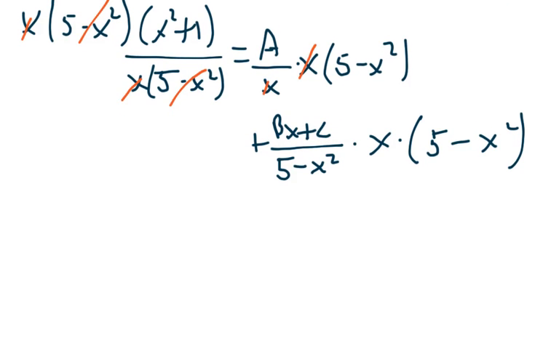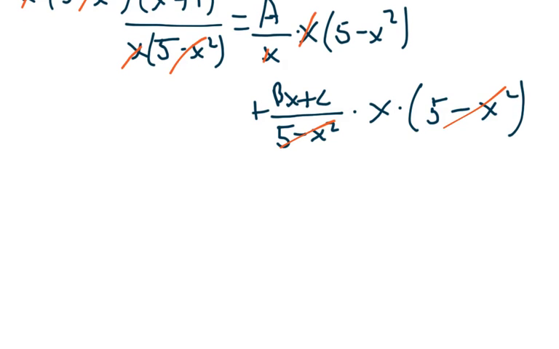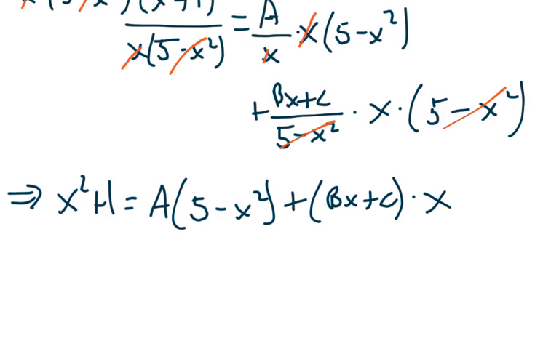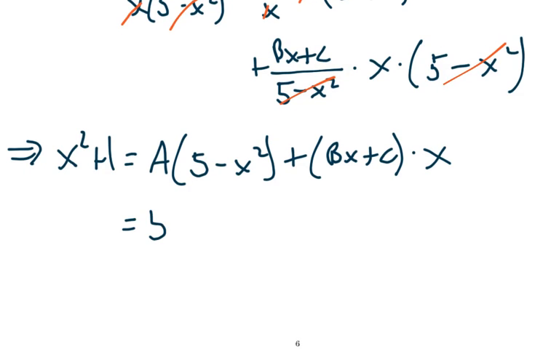Then we see some cancellation like we'd expect. So we get the equation: x squared plus 1 on the left hand side is equal to A times 5 minus x squared plus Bx plus C times x. Let's expand this a little bit. So we have 5A minus Ax squared plus Bx squared plus Cx.